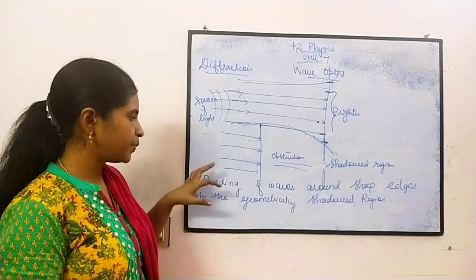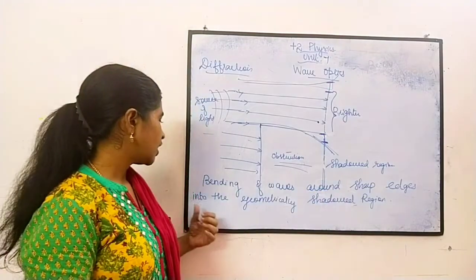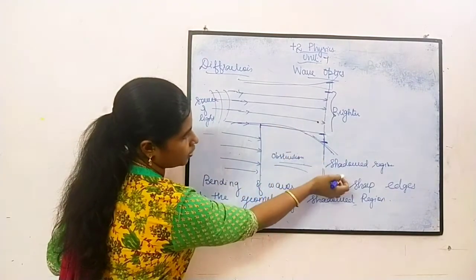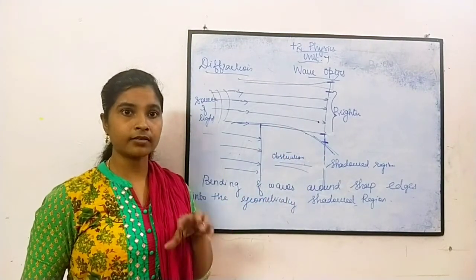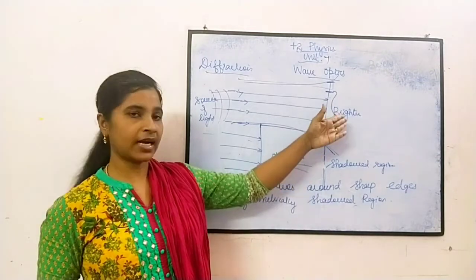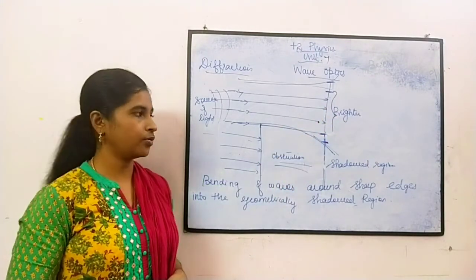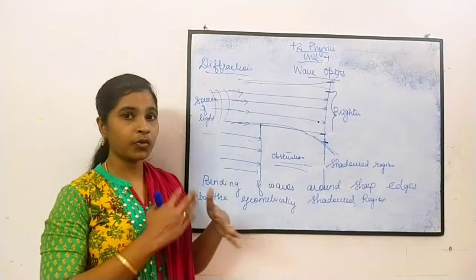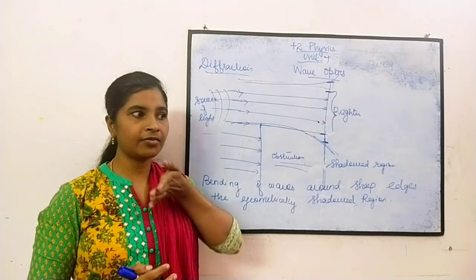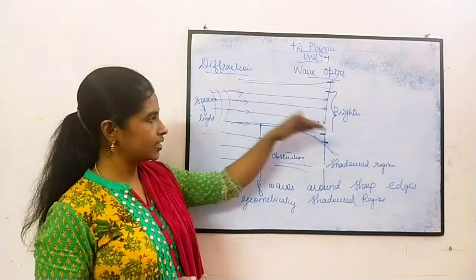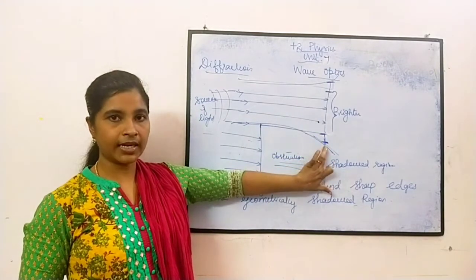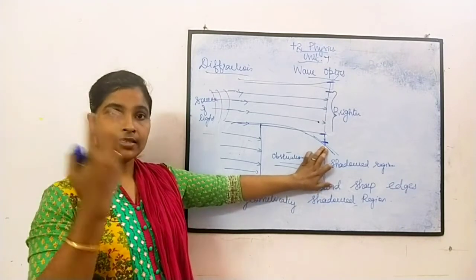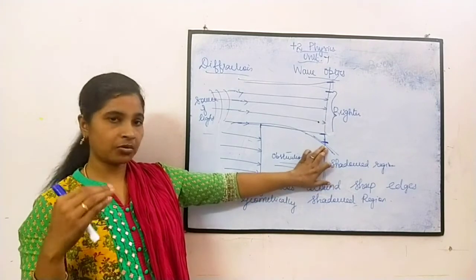So what is diffraction? Bending of waves around sharp edges into the geometrically shadowed region. The bending of light has a rule: it will not bend towards the brighter region, it will always bend towards the shadowed region. This opposes ray optics. In ray optics, we studied that light travels in a straight line. If it traveled in a straight line, could we see this area as brighter? No. So by this we can clearly see that what Young and Huygens told is also right.